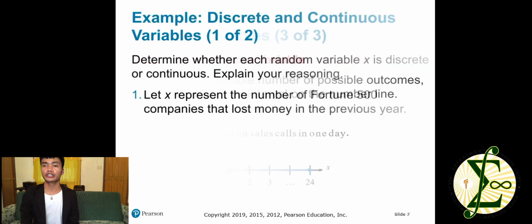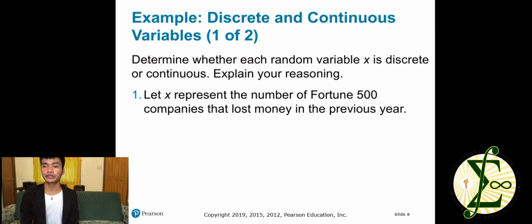Example, discrete and continuous variable. Determine whether each random variable X is discrete or continuous. Explain your reasoning. Let X represent the number of Fortune 500 companies that lost money in the previous year. Remember that discrete is countable and continuous variable is uncountable. So this situation is an example of discrete random variable because the number of companies that lost money in the previous year can be counted, and it is 500.